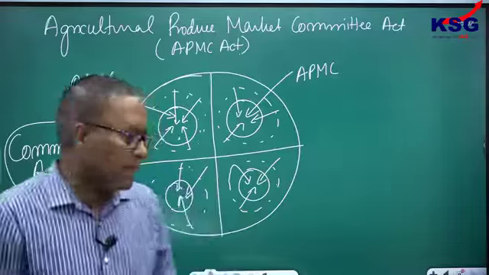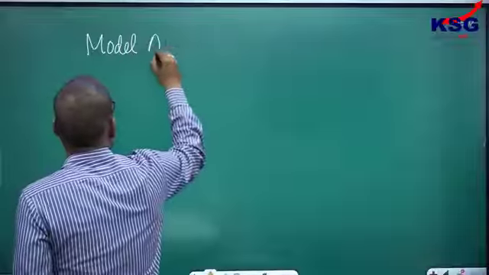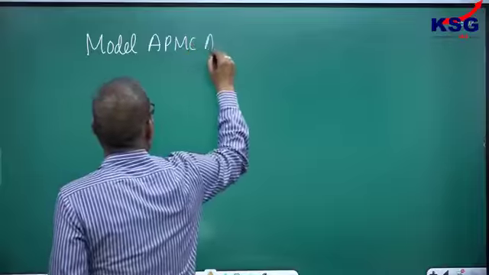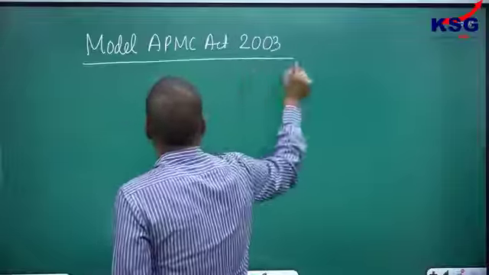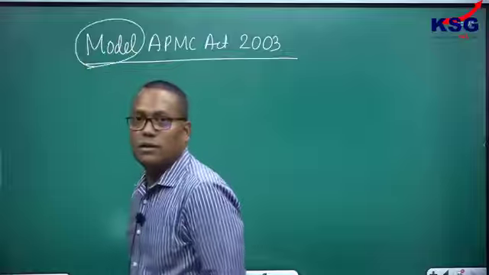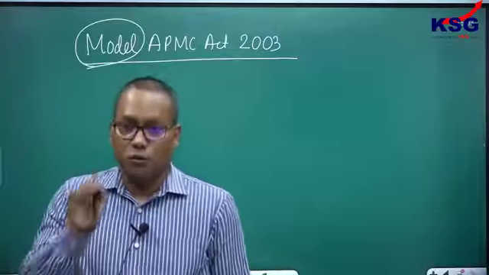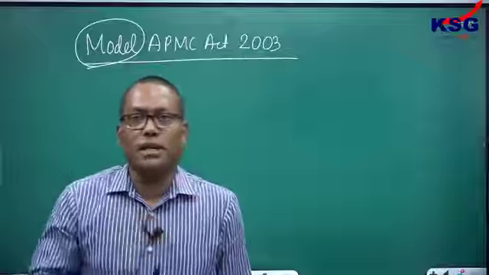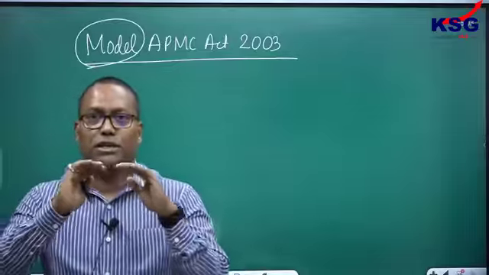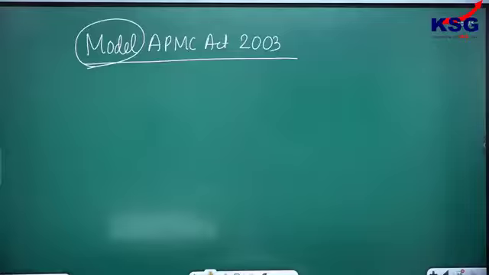Right. Model APMC Act 2003. The central government made the Model APMC Act 2003. It's a model one, you understand, not the actual one. It is the model made by the central government, and the central government requested all states to modify their own APMC Act as per this model so that we are able to create a uniform agriculture market in India. So write first under this.